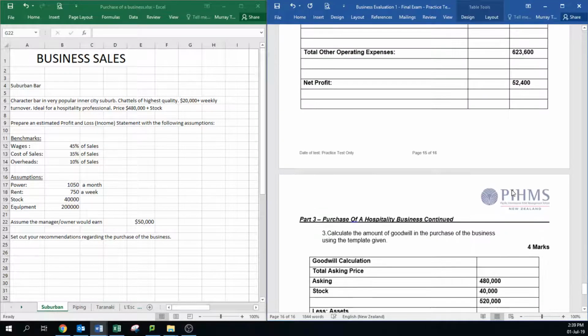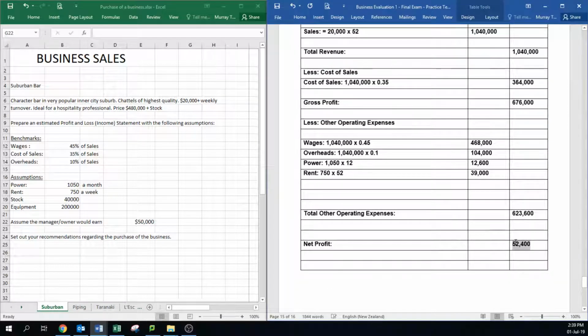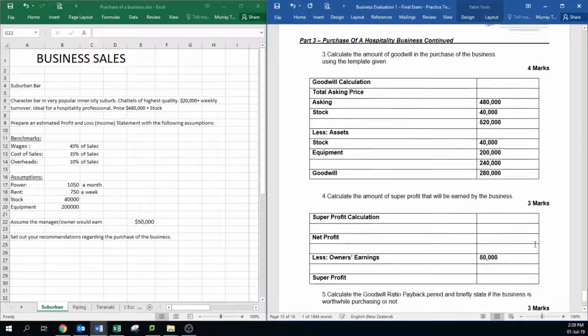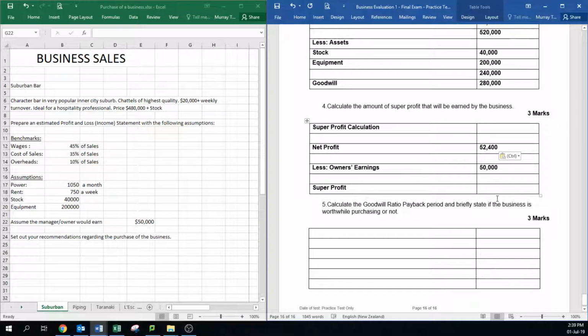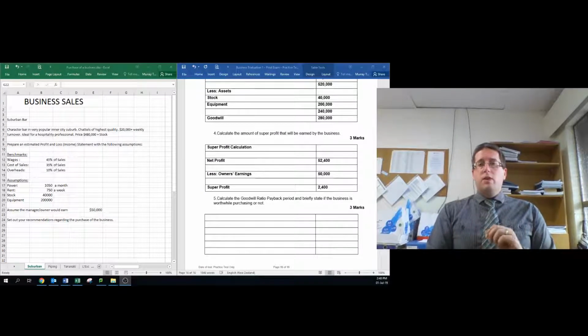So let's see what it is. So grab the net profit from, you can copy and paste this if you want. This works, there we go. So net profit, income statement, 52,400. Okay, owner's earnings, 50,000. So the extra reward they're going to be receiving is a grand total of 2,400, which, to be fair, isn't very much. Okay, so the super profit is, if you've studied economics, it's like opportunity cost. It's basically the foregone cost. So this is the extra reward for having done this situation.